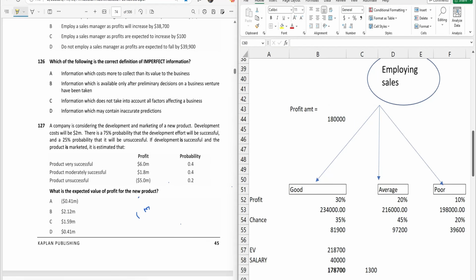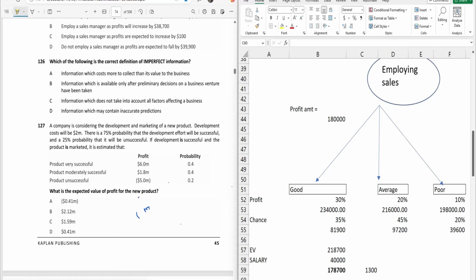Now question number 126. Which of the following is the correct definition of imperfect information? The first one is information which costs more to collect than its value to the business. So basically, this is more related to the concept of information overload or diminishing returns from the information, not the imperfect one. Then next we have information which is available only after preliminary decisions on the business venture have been taken. So this is about the late information and its availability, not about its accuracy and completeness, right?